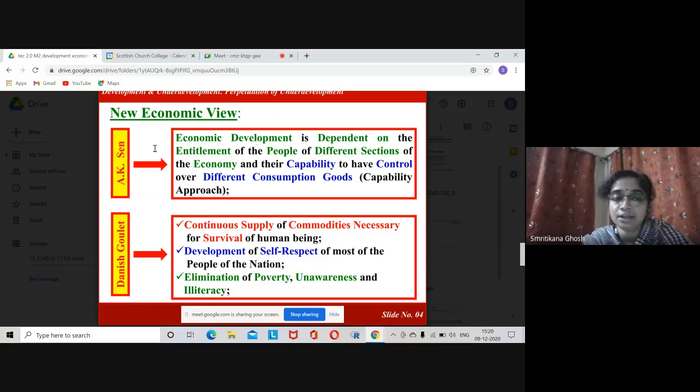There is another economist, Golet. Golet is saying there should be a continuous supply of the essential commodities for the human being. At the same time, people should have self-respect when they are staying in the nation, and there should be a reduction in unemployment. This should be there. Improvement in the literacy, poverty should be reduced. So these are there. Along with that, these two are the additional conditions given by Golet.